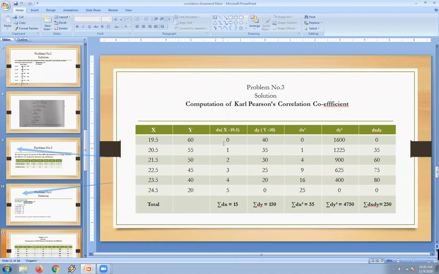Then we need to calculate the dx value. Consider any one of the x values as the value of a. Here we have considered 19.5 as the assumed mean. So 19.5 minus 19.5 will be 0.